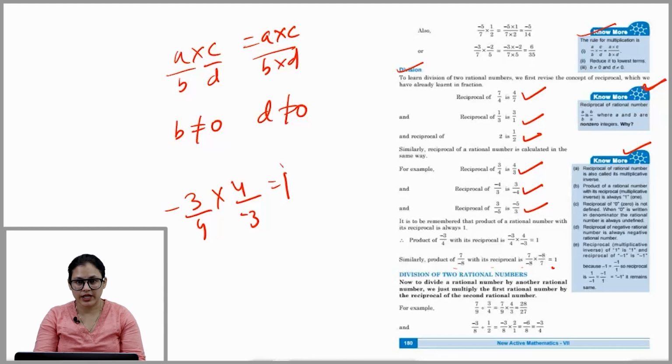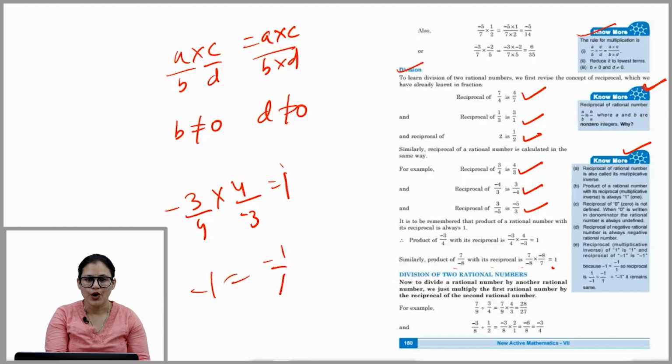D, the reciprocal of a negative rational number is always a negative rational number. And E, the reciprocal, that is the multiplicative inverse, of 1 is 1 and the reciprocal of minus 1 is minus 1, because minus 1 is equal to minus 1 by 1. So, the reciprocal is minus 1, it remains the same.